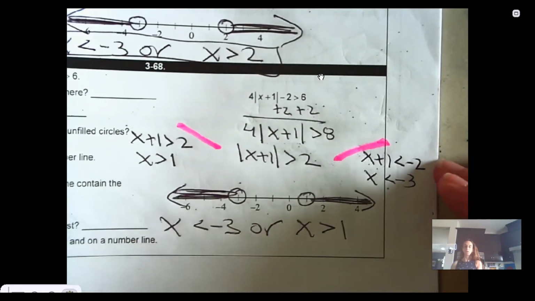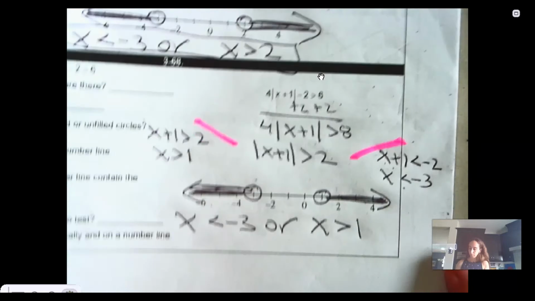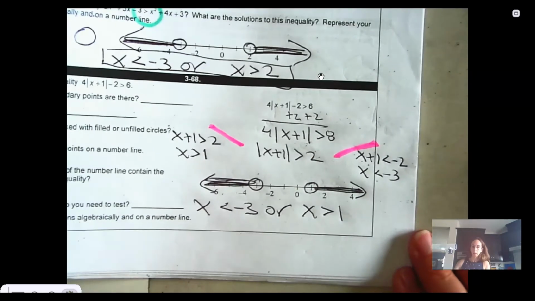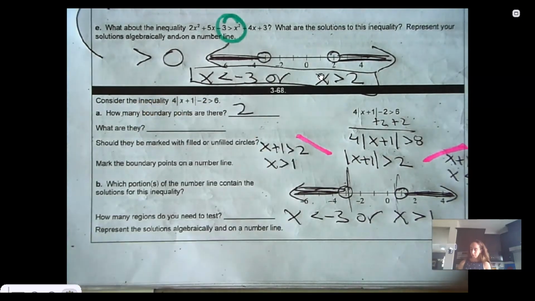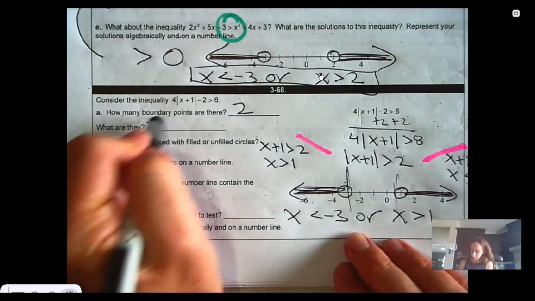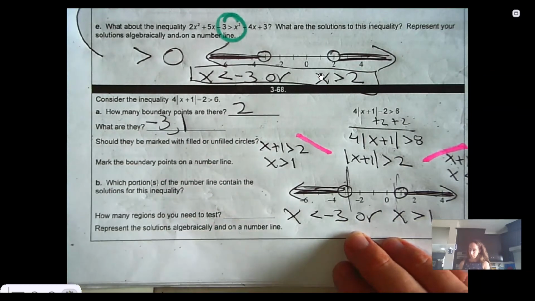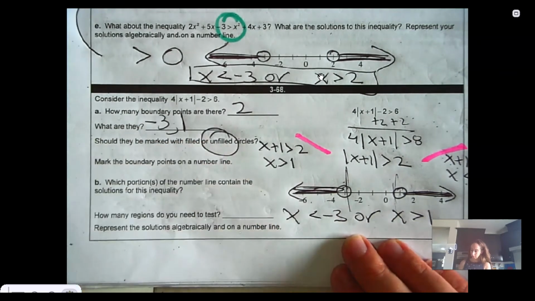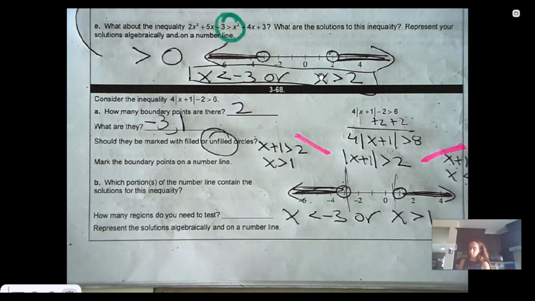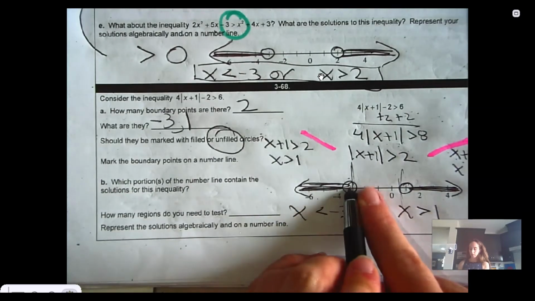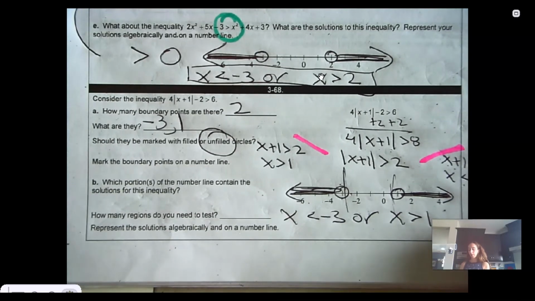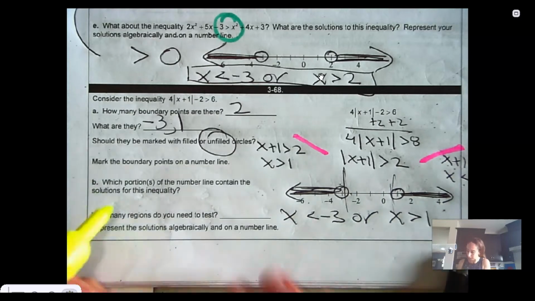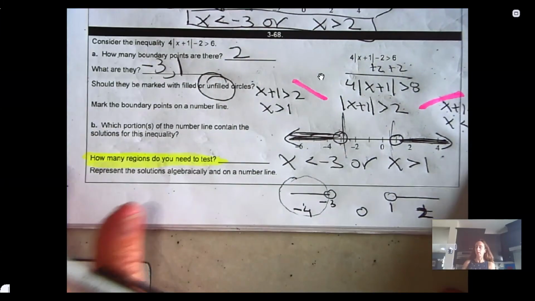Okay? So they want to know how many boundary points are there. Well, let's look. Boundary means like where it ends. There's 1, 2. What are they? They are -3 and 1. Should they be filled or unfilled? Mark them. What portions of the number line contain the solutions, the left side and the right side? How many regions did you need to test? Okay, so now you're going, well, wait, what? This is a little bit different, so I'm going to highlight this in yellow. All right, it got messed up again.